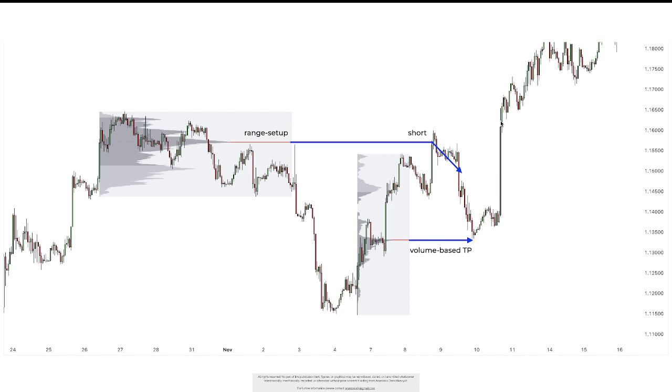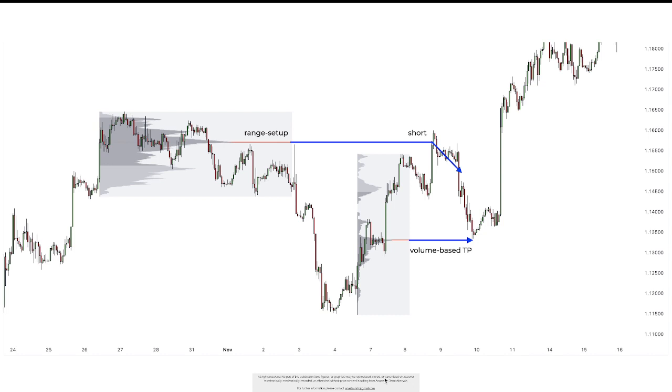For example, we had the consolidation, we had the range setup. The price goes away, completes the boomerang move, and we take short. Where is the closest point of control? Well, on the volume profile of this trend. So if we place the volume profile of this trend, we will get this point of control here, and this will be our take profit.